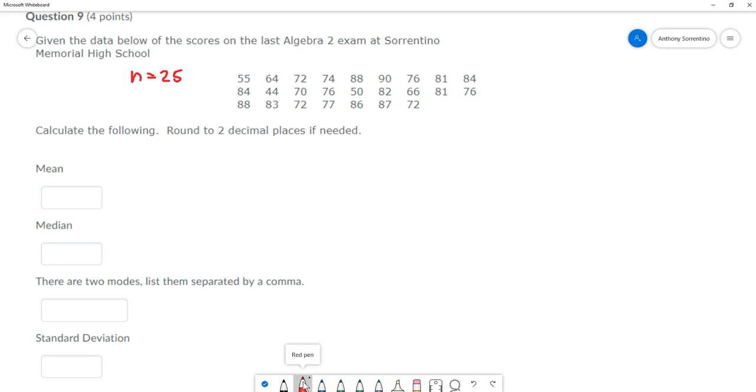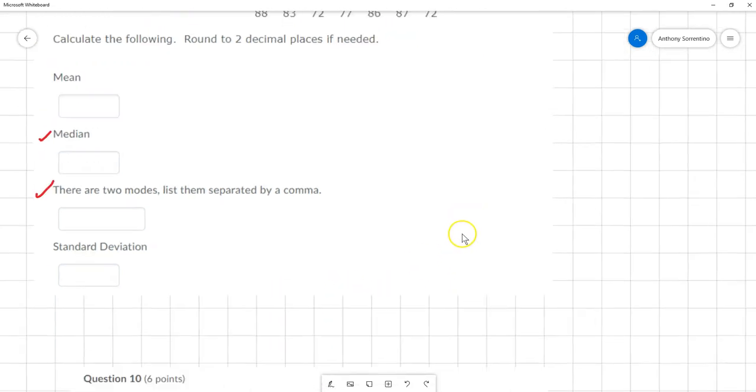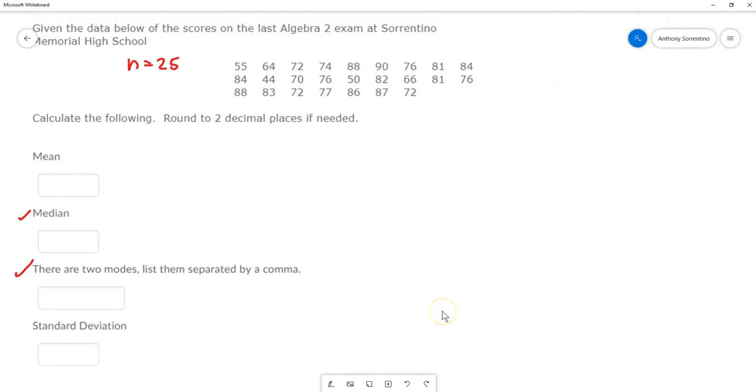It might be a good idea for me to sum them up, and I would eventually, for sure. But for some of these questions, like the median, the mode, and anything else asked for here, like the standard deviation, it would probably be a good idea for me to have this information in order.